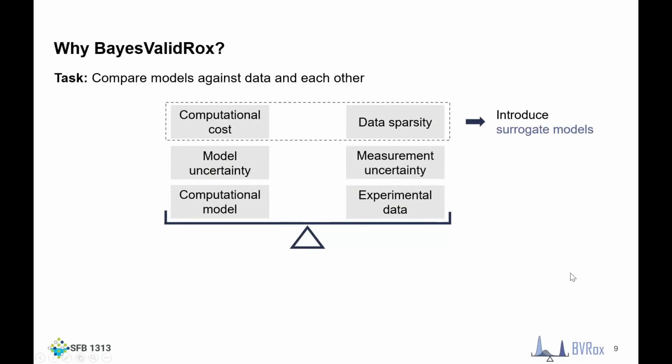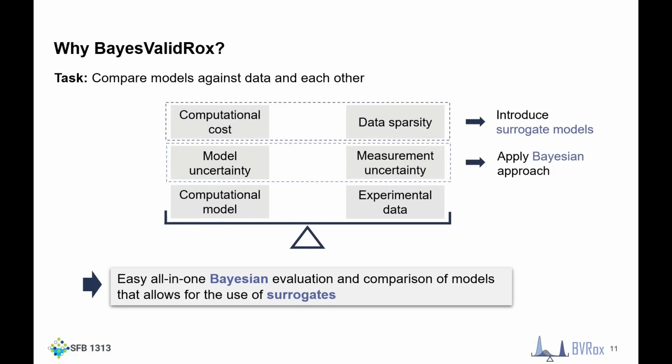So to help combat this lack of data, we use surrogate models. These, of course, mainly help with the lack of computational data, so model runs. And then we also use a Bayesian approach here to help us consider the uncertainty when comparing the models to the experimental data.